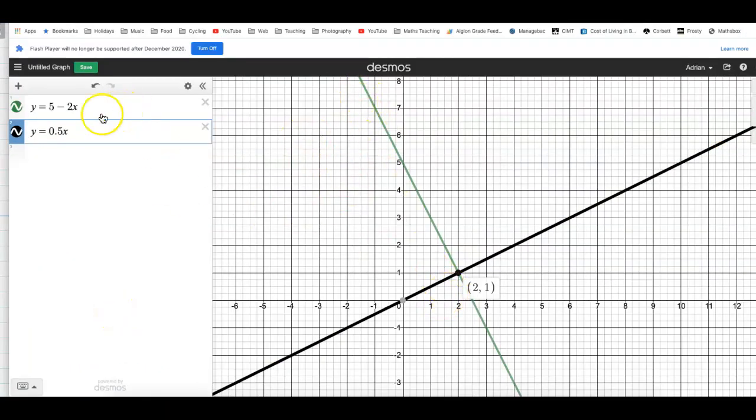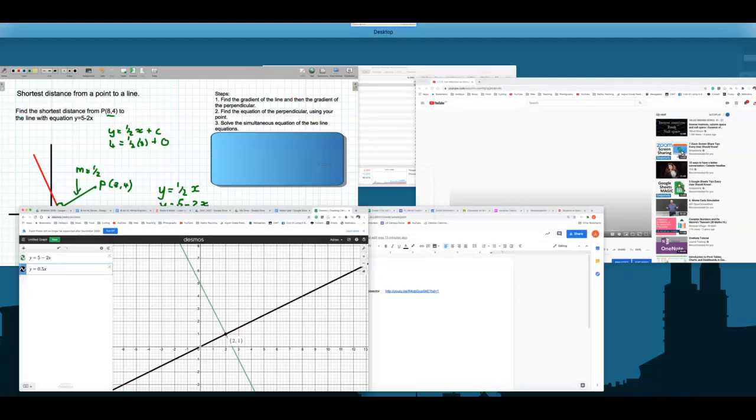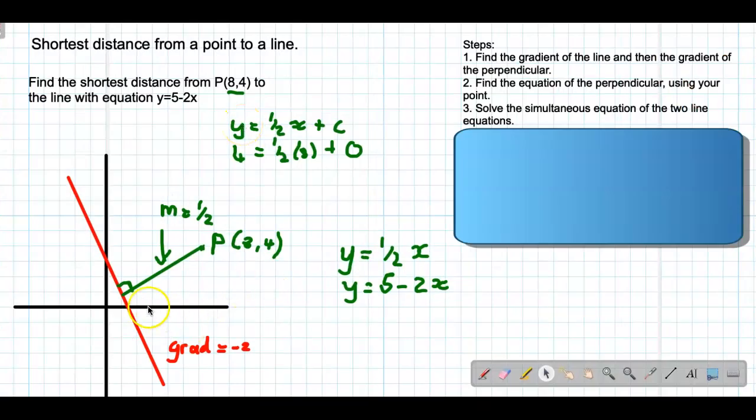I've used Desmos. So I've put in my two lines and they intersect here at 2, 1. You won't be able to use that if you're in a test or exam. You need to get used to using your calculator. So make sure you know how to draw two lines and find out where they intersect with a calculator. So 2, 1 is where they intersect. Let's come back in here, and this point here is now 2, 1.